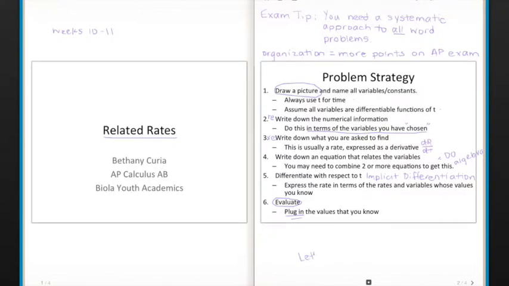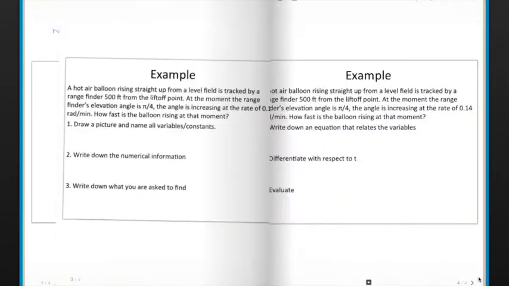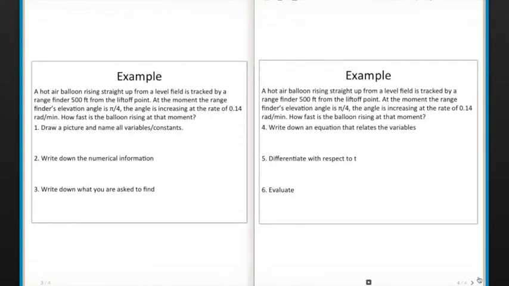Now we're going to go ahead and take a moment to see this problem-solving strategy in action by walking through an example together. So with that being said, let's jump in to our first related rates problem.